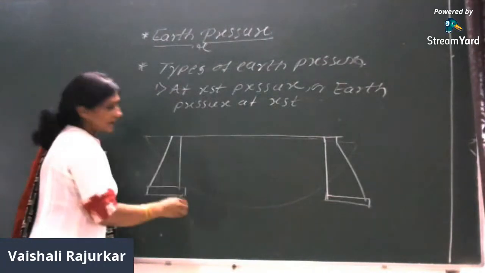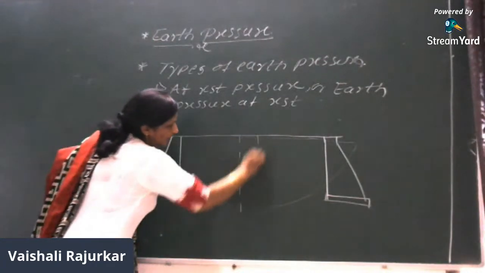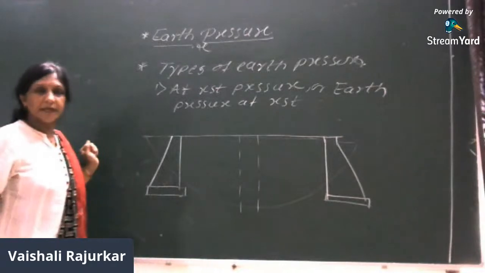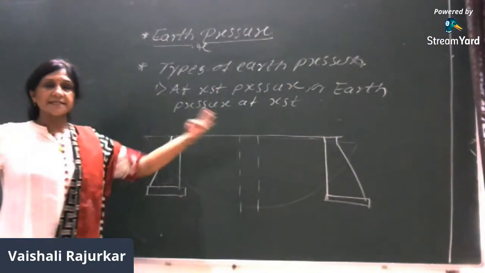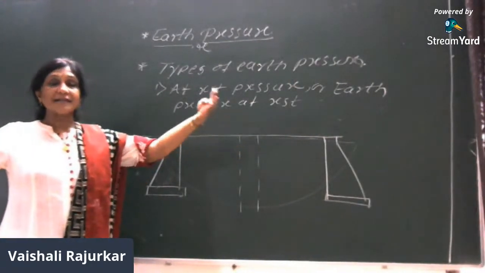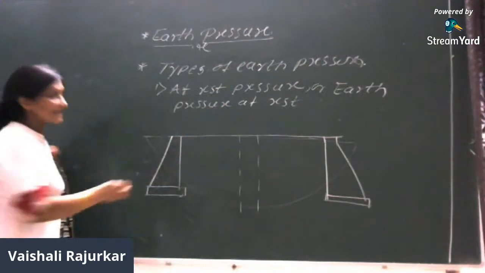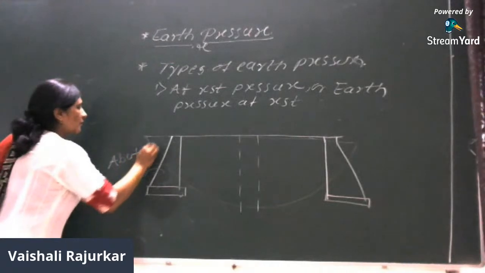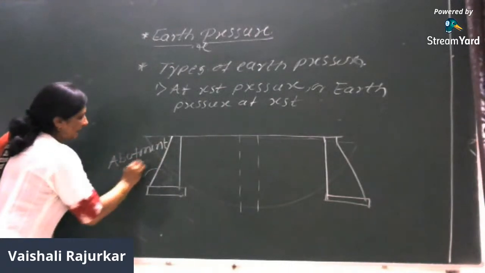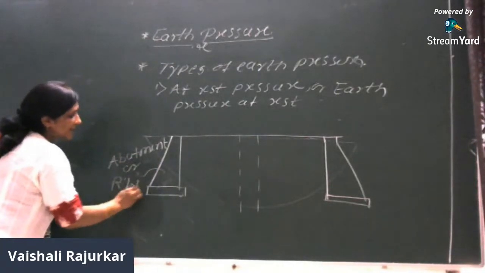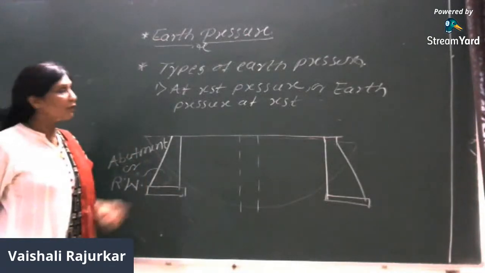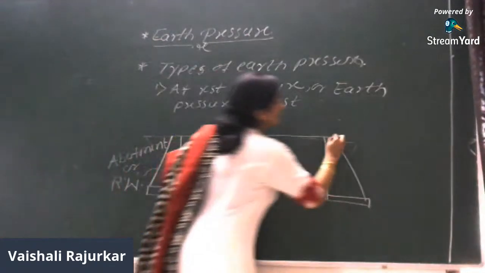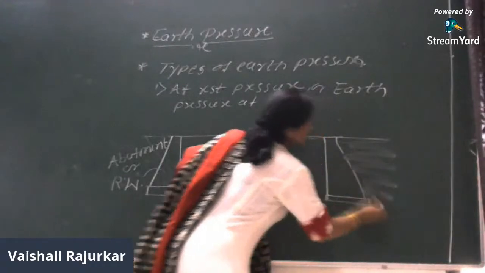Now here there may be an intermediate support. The intermediate support is called a pier, right? But we are just concerned about the end supports, which are called abutments, or these are the retaining walls. Why is this a retaining wall? Because it retains the soil on its side.